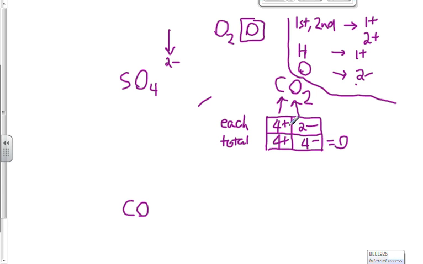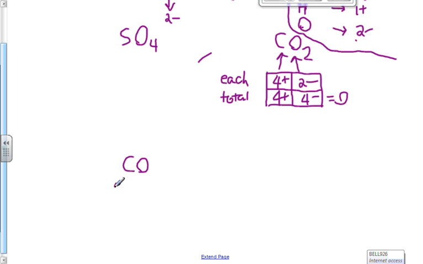But these ones are the ones that we're really interested in. I'm going to skip down here to carbon monoxide. Same deal. 2 minus. This is each. And this is total. 2 plus, because they got to match, and there's only one atom. So in this compound, carbon has an oxidation number of 2 plus, oxygen 2 minus.